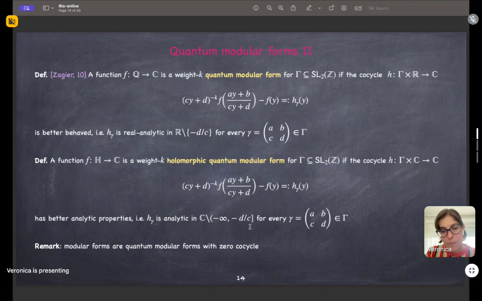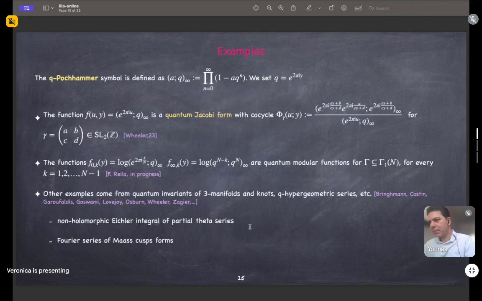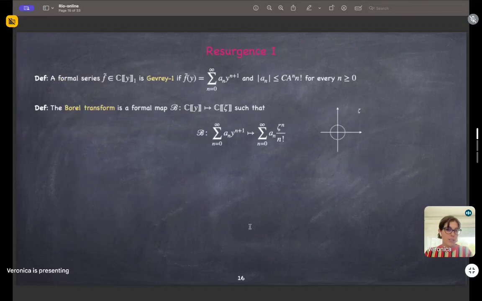Okay. Yeah, precisely. And that's why, since you get something divergent, the theory of resurgence might help us to reconstruct it. So let's see what the theory of resurgence does, in fact. A formal series is usually denoted of class Gevrey 1 if its coefficients grow factorially fast.